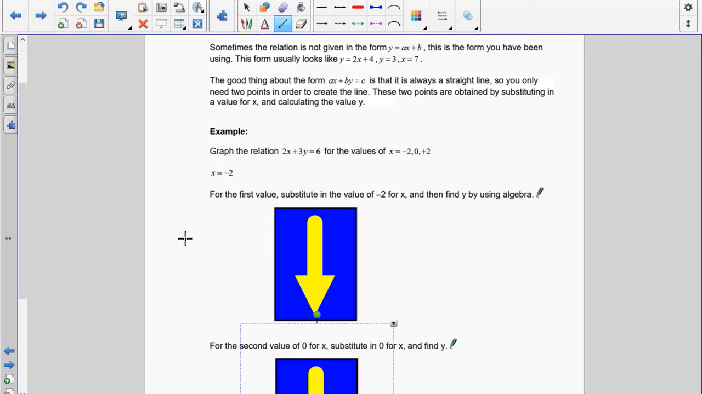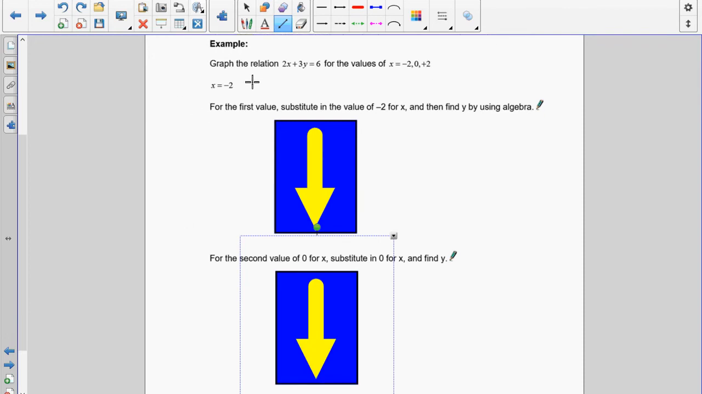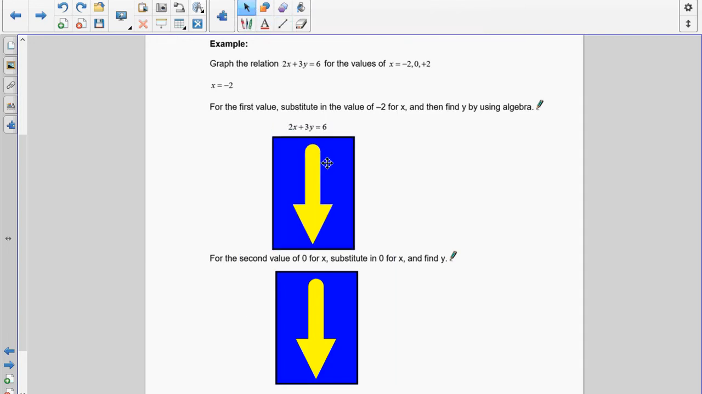Now, here's our first example. Graphing the relation 2x plus 3y equals 6 for the values of negative 2, 0, and positive 2. So what I'm asking you to do here is substitute in the values of x and find out by using algebra what the value of y equals. You have to isolate the y. Okay. Remember, this is like hockey. Remember I told you that you're going to substitute in negative 2. He's going to come in for player x. Player x takes off, and negative 2 is going to take his place. So there's our first equation, and there's negative 2 substituting in for the x. Now we have to do some math.